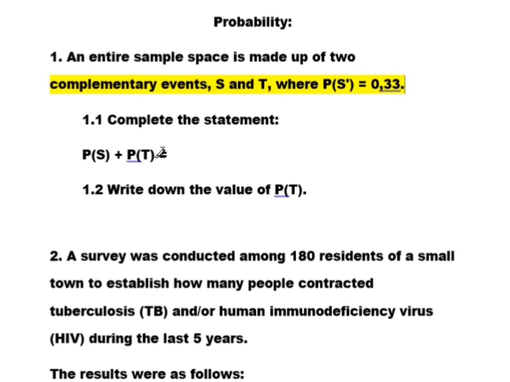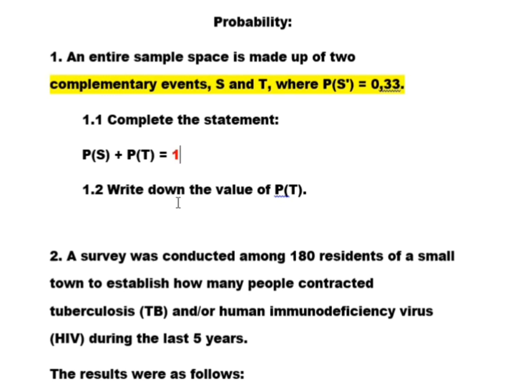So back to the question, it says an entire sample size is made up of only two events. So it says complete the statement. If a sample size is made up of two events that are complementary, in other words, they are mutually exclusive and they are also exhaustive, meaning there aren't other events that can occur, it's only these two, the probability of both of these events is equal to 1.